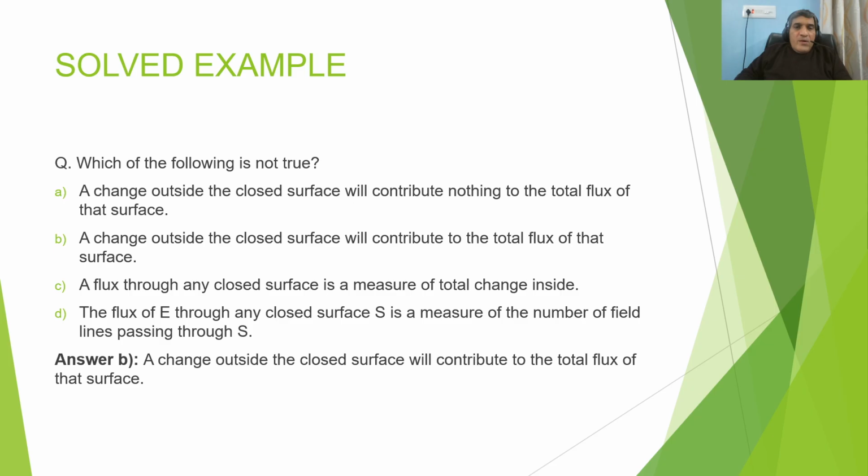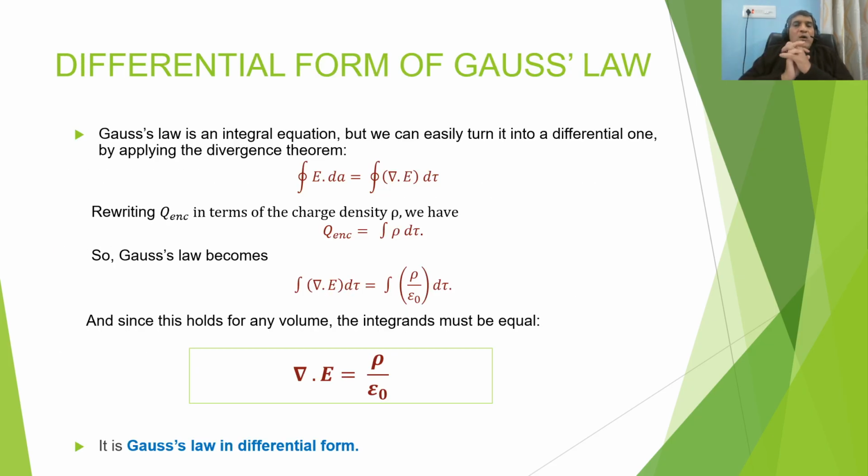So here is the differential form of the Gauss law. This differential form is very important regarding Maxwell's equations, which we will not discuss here, but you should take a general idea of what the differential form of Gauss law is. Basically we have E dot dA equal to Q enclosed upon epsilon naught.